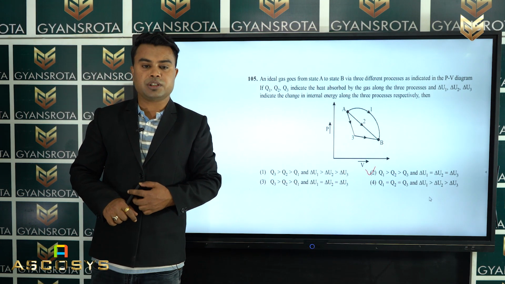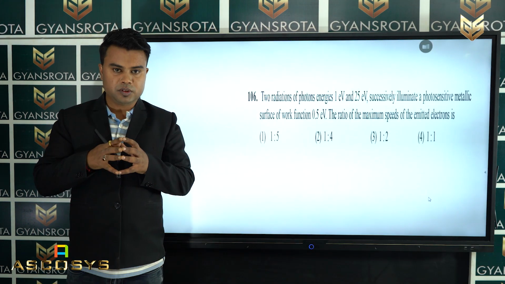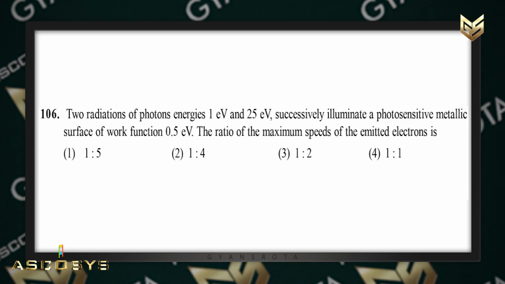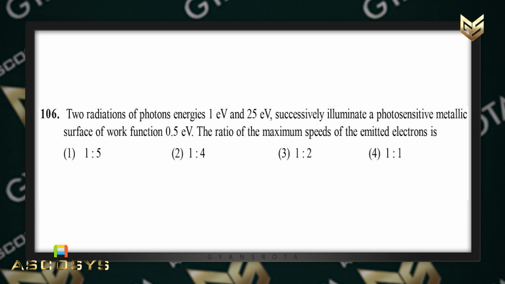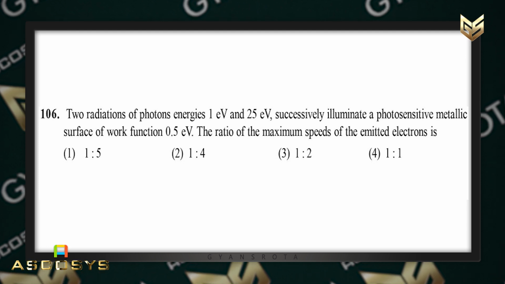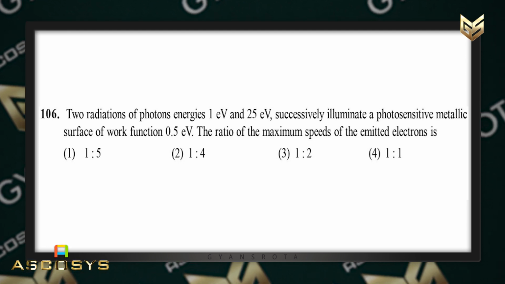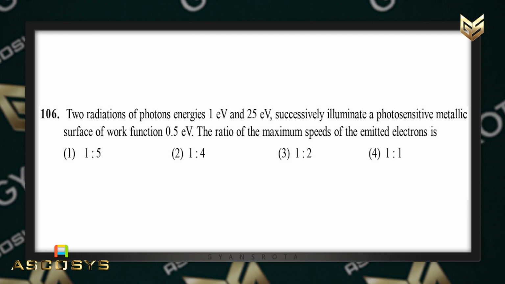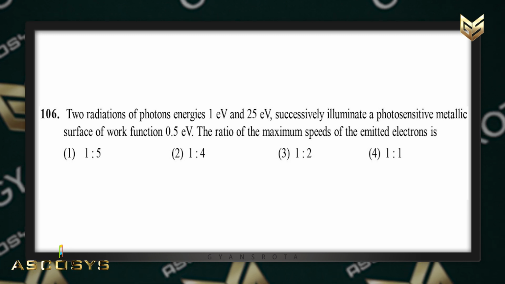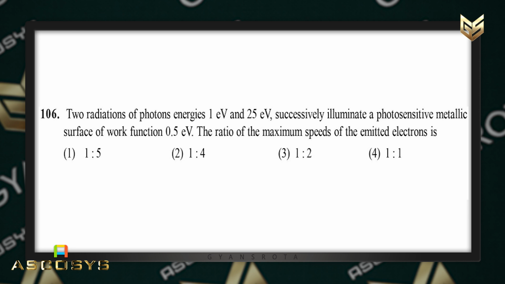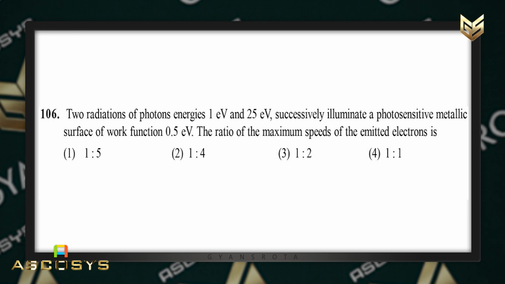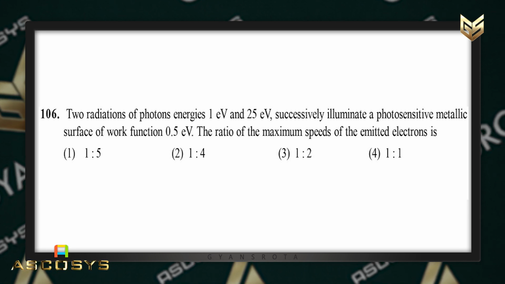Now let us move to the next question, that is 106. Question number 106 says that two radiations of photon energies 1 electron volt and 2.5 electron volts are successively illuminated on a photosensitive material surface of work function 0.5 electron volt. The ratio of the maximum speed of the emitted electrons is how much?